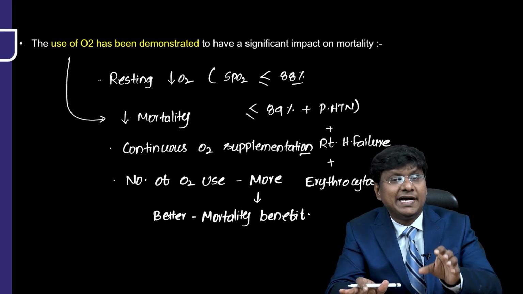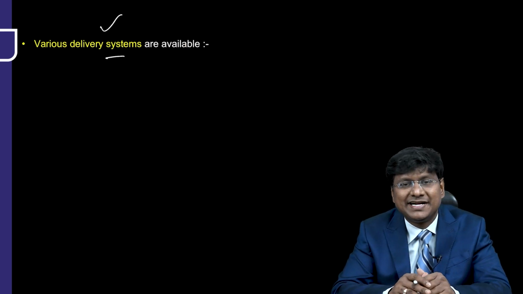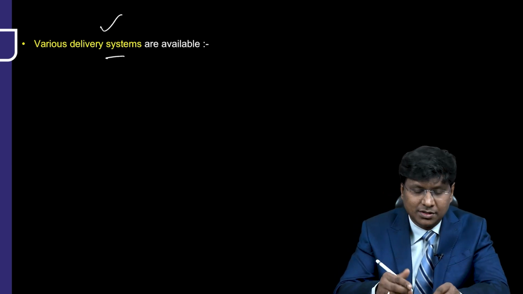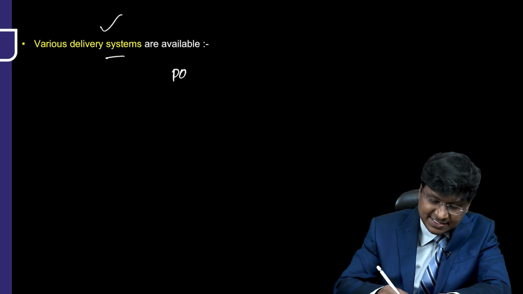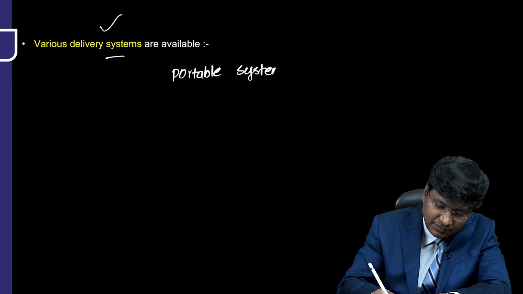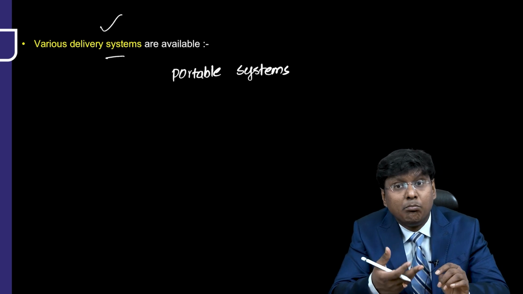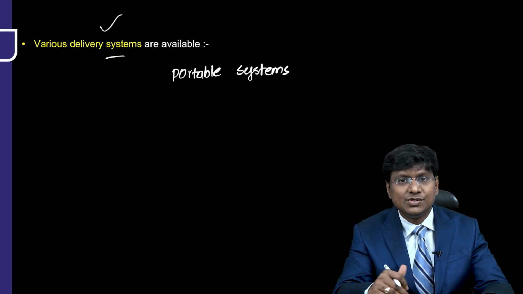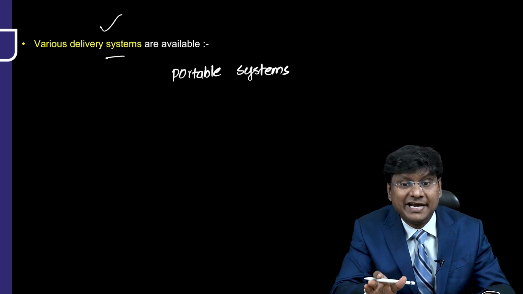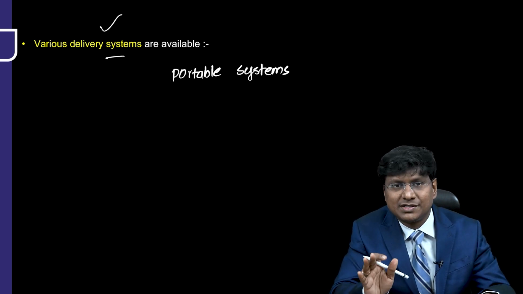And for the administration of oxygen, there are various delivery systems available. They include portable systems that patients may carry to allow mobility outside the home. By using these portable systems, the patient will not be restricted only to the home or the hospital. They can roam around with this portable oxygen therapy.